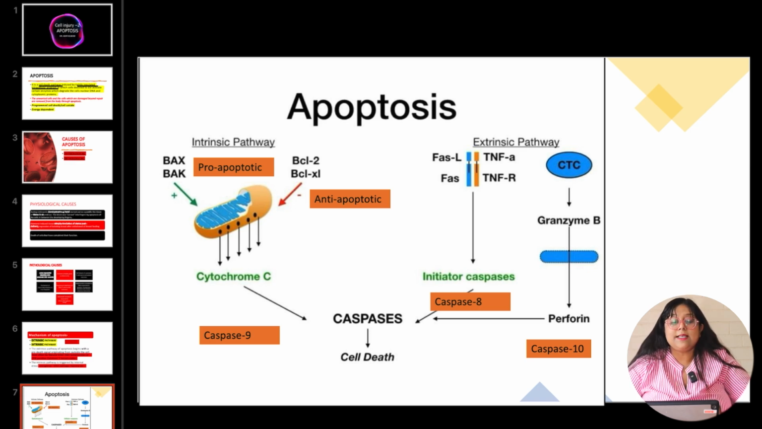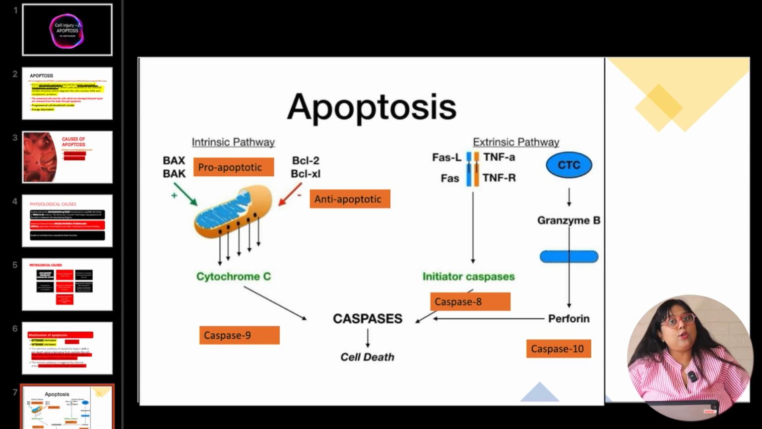And this causes an increase in the membrane permeability of the mitochondria, and there is leakage of the cytochrome C. This leaked cytochrome C will activate the caspases, which will lead to cell death. I will elaborate on this phenomenon in further slides.